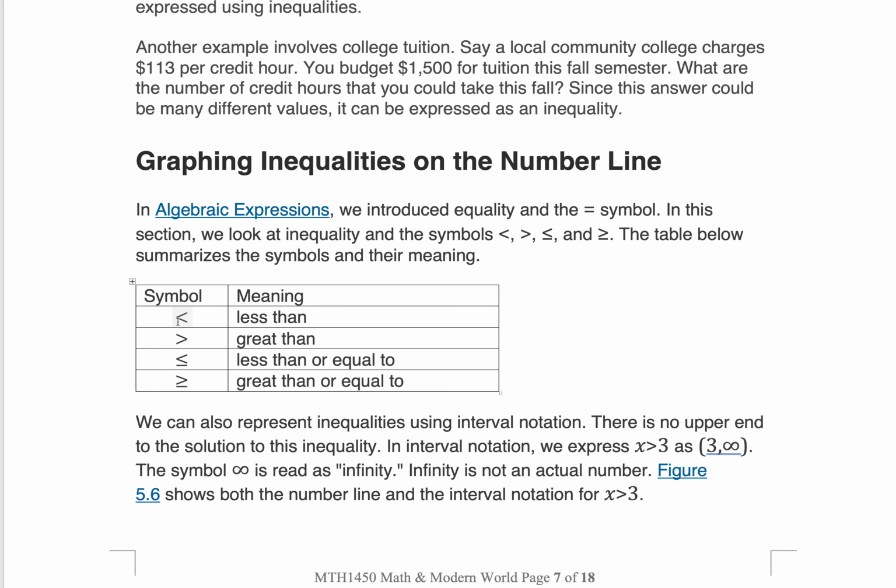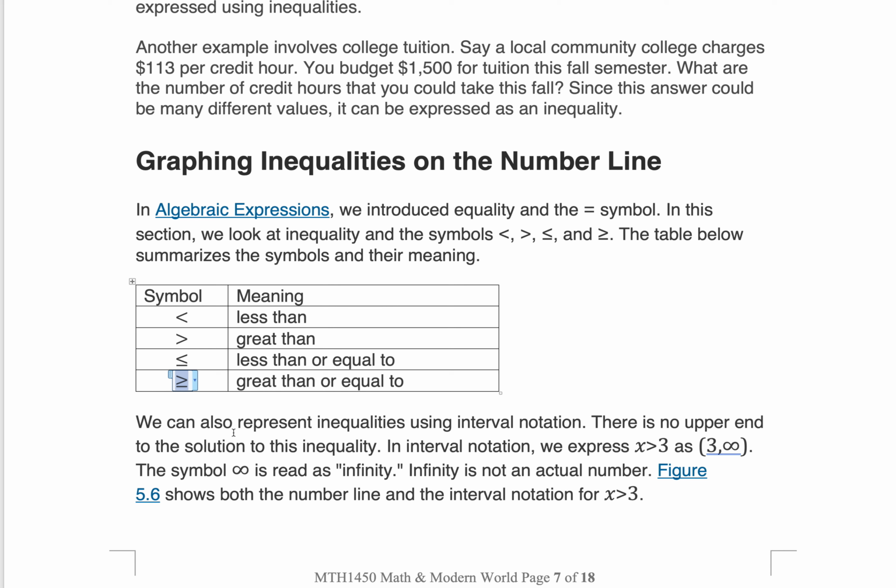Four of them. This is less than. Keep in mind this really means strictly less than. The next one here is greater than. It means strictly greater than. And this notation is less than or equal to. The equal part is included. And the last one is greater than or equal to. And again, the equal part is included.